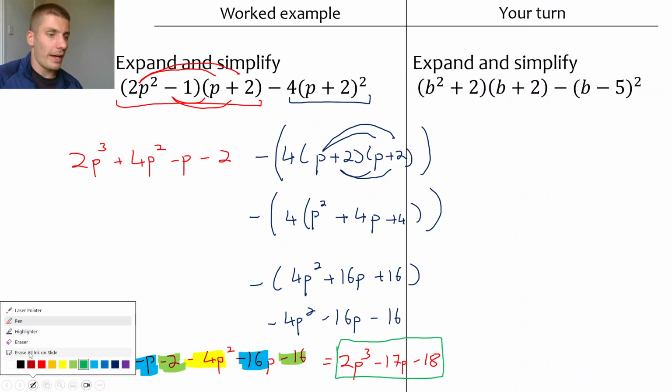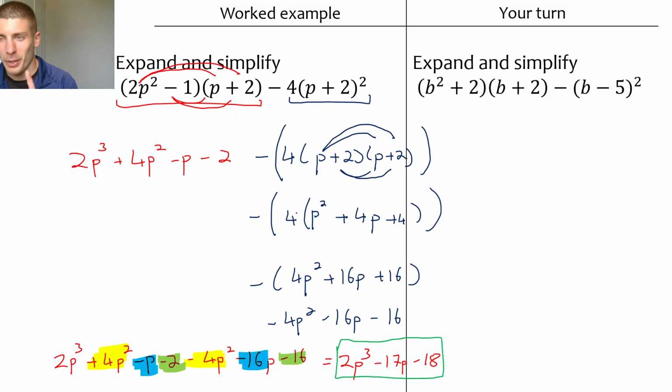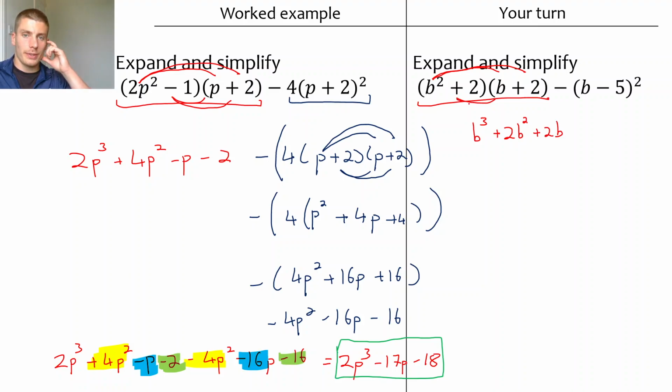Let's now work through it, and because I've used up so much space on the left hand side, I'm going to write a bit smaller on the right hand side this time. Anyway, begin by just expanding the first two brackets over here, and then we'll deal with this one later. So b squared times by b is b cubed. B squared times by plus 2 is plus 2b squared. We've then got plus 2 times by b, which is plus 2b. I've got 2 times by plus 2, which is plus 4.